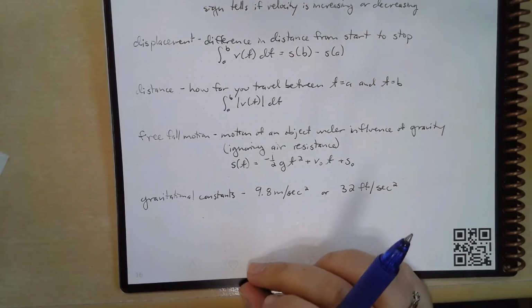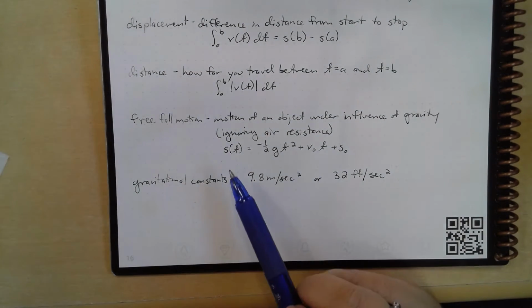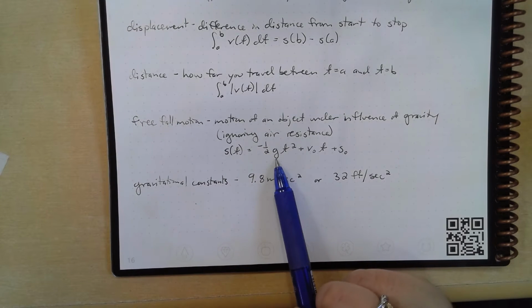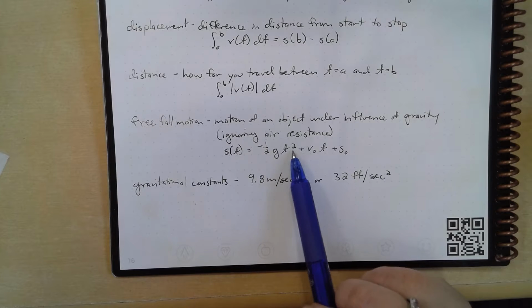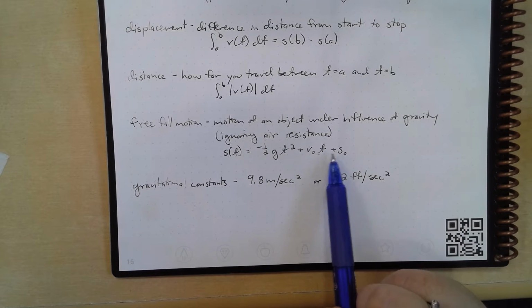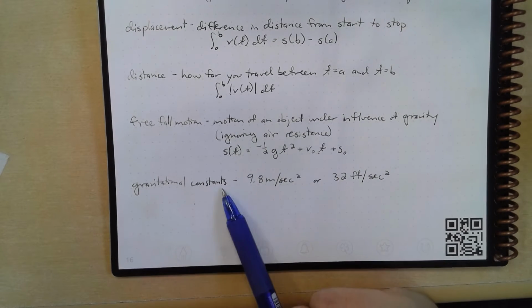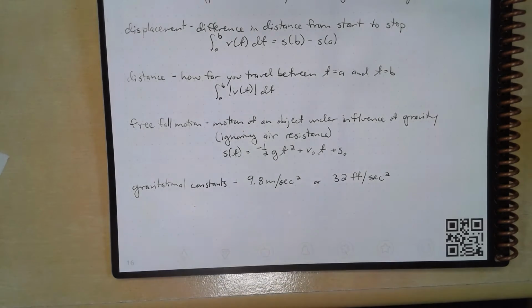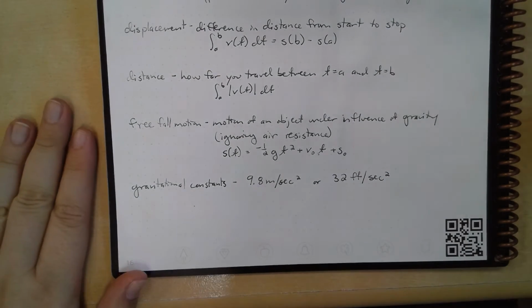Then we've got free fall motion when you're just dropping. The position is negative 1/2 g t squared minus initial velocity times t plus initial position, where g is our gravity. And our gravitational constants are 9.8 meters per second squared, or 32 feet per second squared. So again, pause this if you want to take some moments to review this.